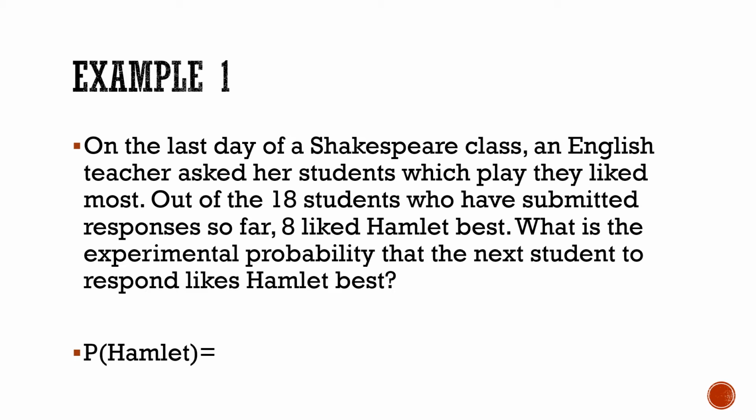So far, 18 students have answered. So 18 is the possible outcomes. And 8 have chosen Hamlet, which is what we're looking for in our probability. So 8 over 18. However, that needs to be simplified. So 2 will go into 8 4 times, and 2 will go into 18 9 times. So our probability is there's a 4 in 9 chance that the next one would choose Hamlet.